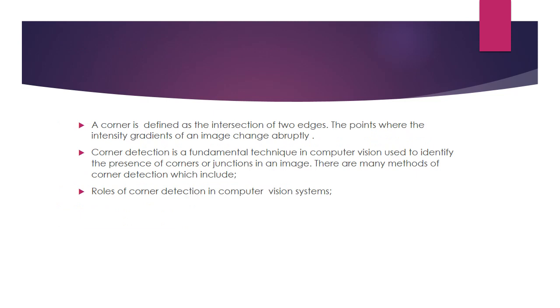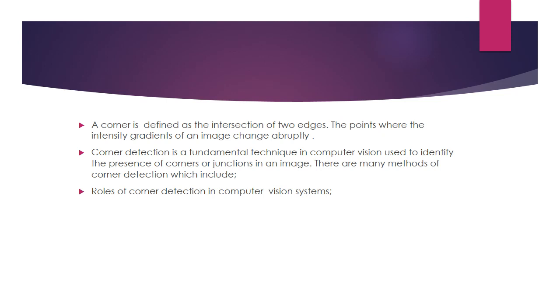So then we go to the corner algorithm, or corner detection. First and foremost, what's a corner? A corner is defined as an intersection of two edges, like the point where two edges meet, or the point where the intensity of the image changes abruptly, like we said, that's an edge. So at the point where the two edges meet, where the gradient or intensity changes, that's a corner. So we have corner detection.